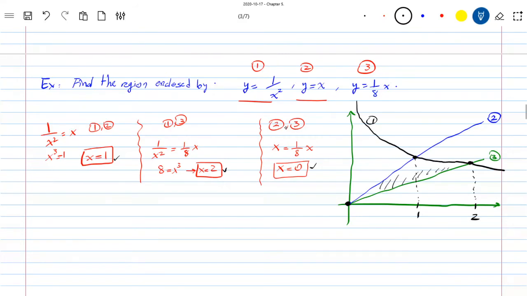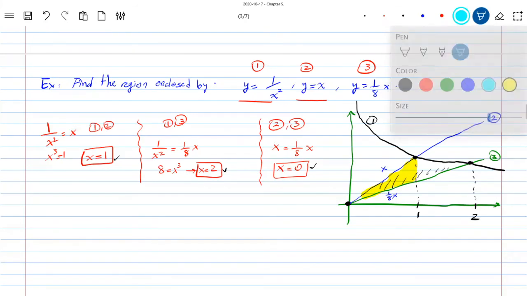Here's the important part. You have to break this up into 2 pieces. Up to 1, this closed region, it uses 2 functions. What are those functions? The blue function and the green one. So it uses the function x and 1/8x.